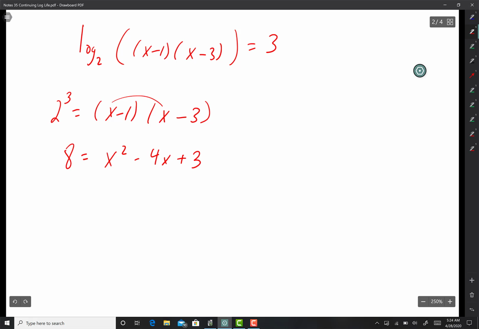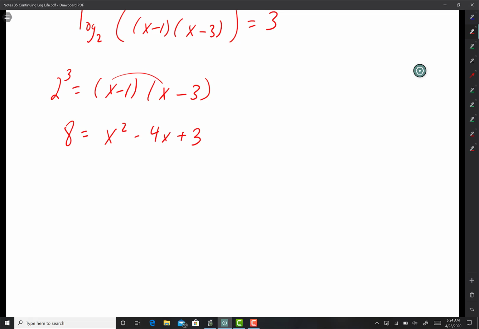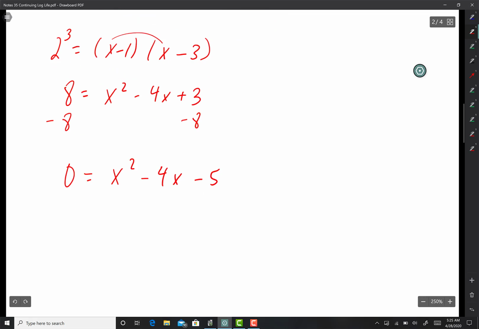There it is. Now, the way to solve these is just like you've always been doing them when you were in Algebra 1, is just to get this to equal 0. So we can factor it out. Something times something equals 0. It's easy to solve. So I'm going to move that 8 to the right. So minus 8, minus 8. So then I have an expression, 0 equals x squared minus 4x minus, let's see, negative 8 plus 3. That's a negative 5.